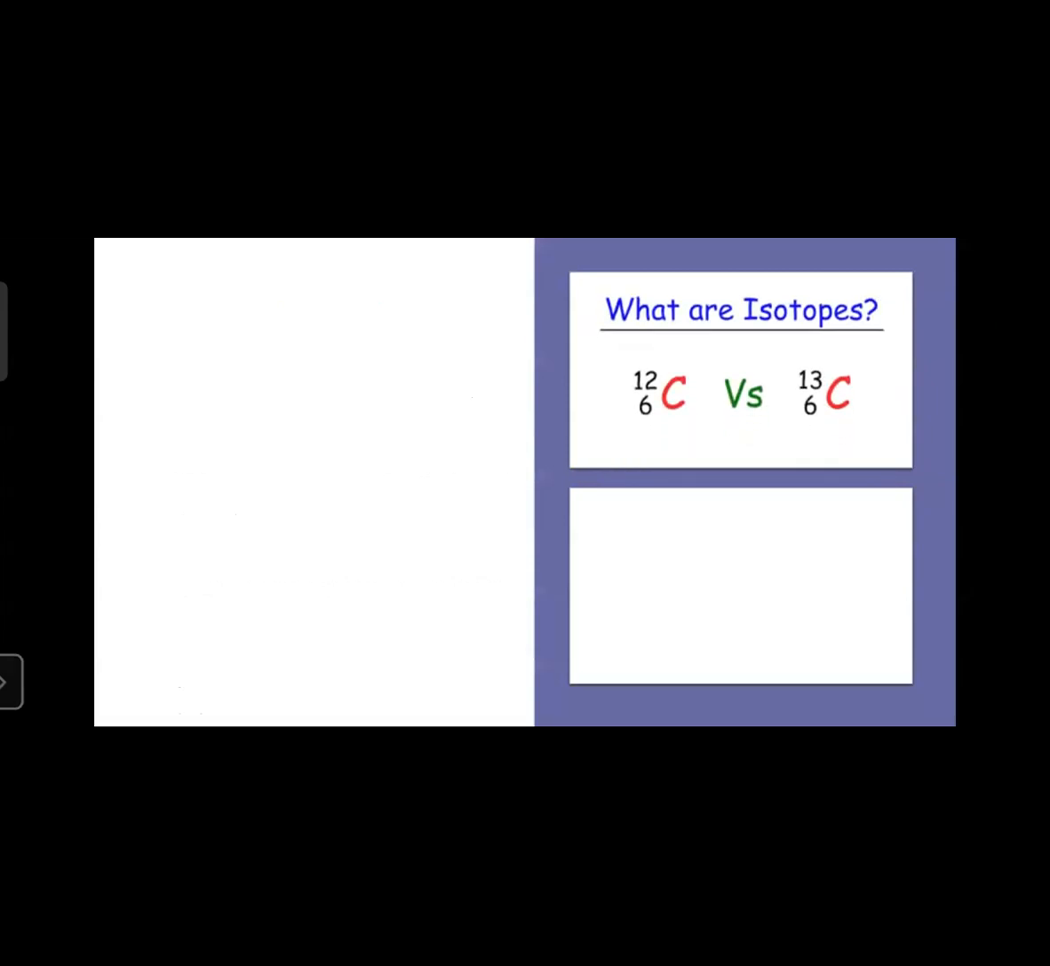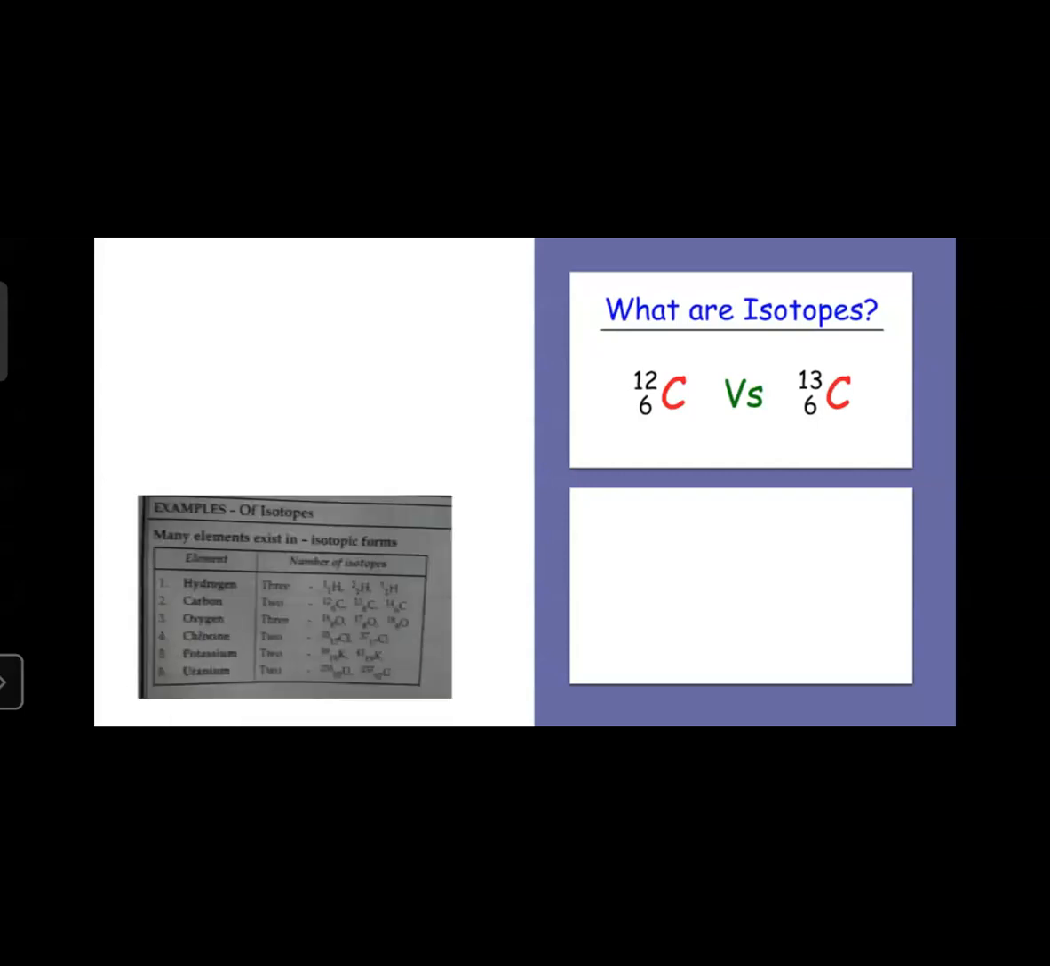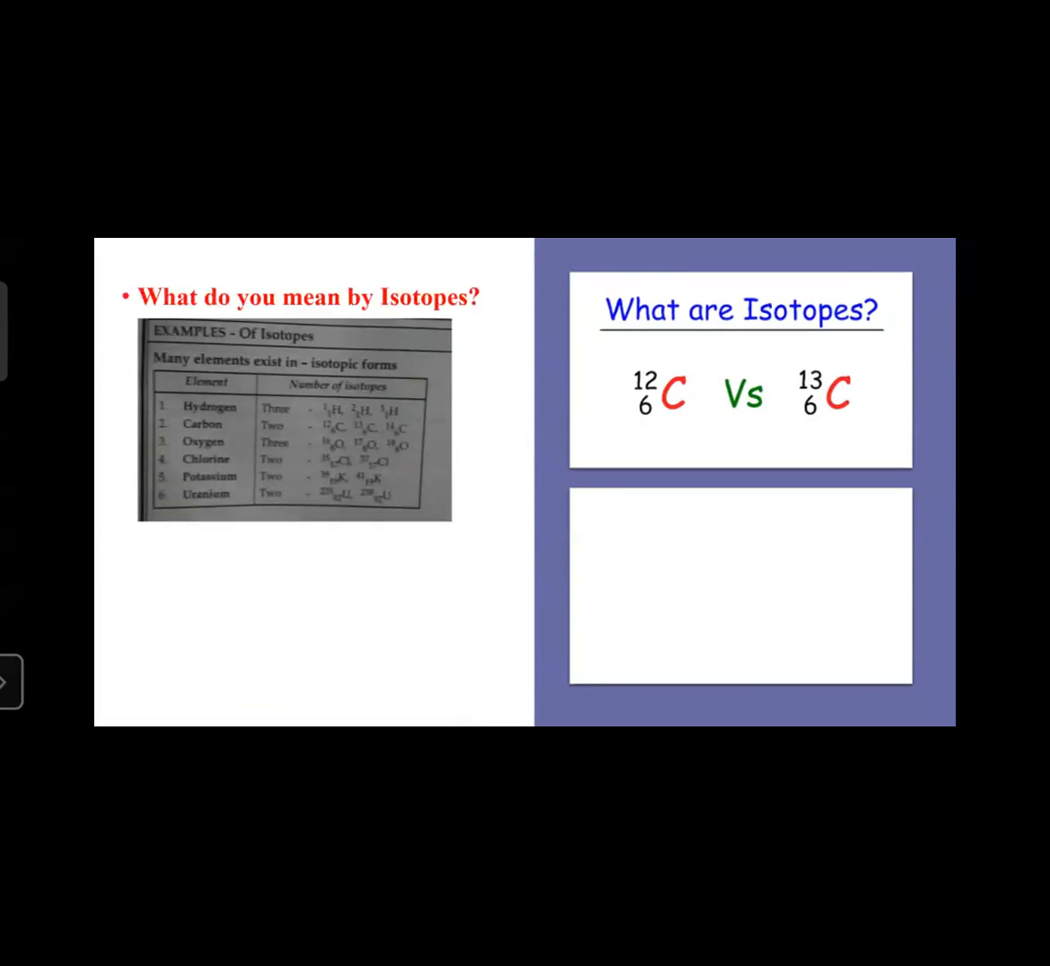So first we will see what we mean by isotopes. Here is the example of carbon. The atomic number of carbon is 6, which is the same, but the atomic mass number is different. So they are called C12 and C13. These both are isotopes. Here are some examples: hydrogen, carbon, oxygen, chlorine, potassium, and uranium. So these are some isotopes.